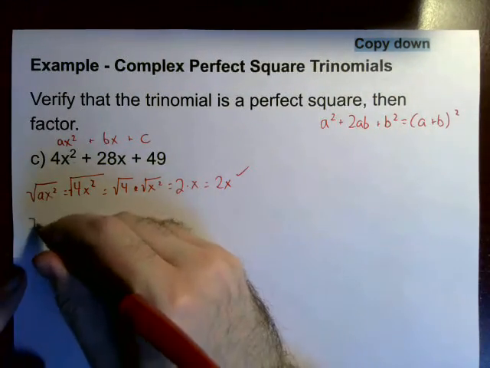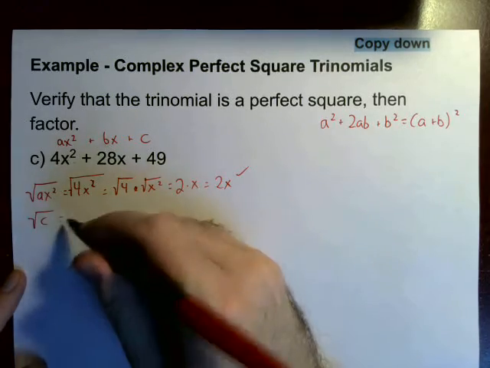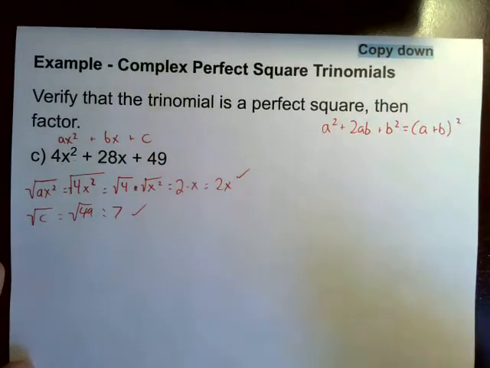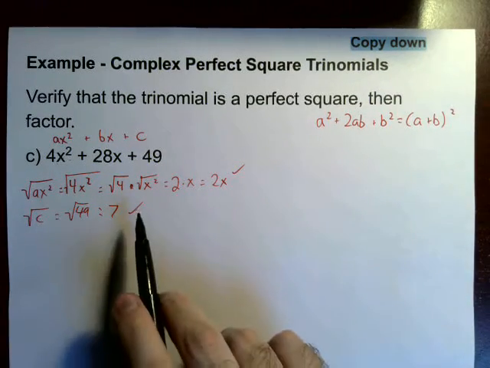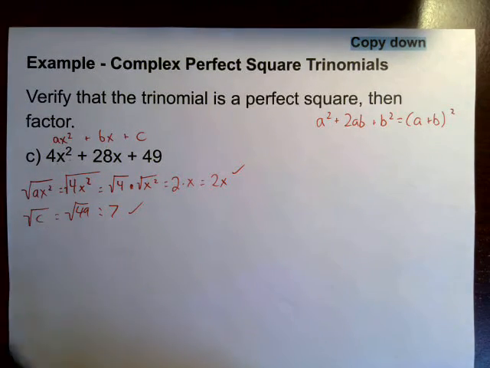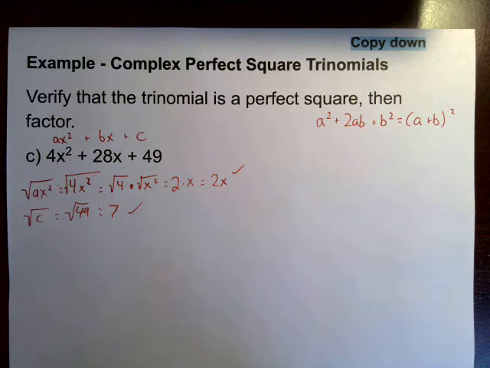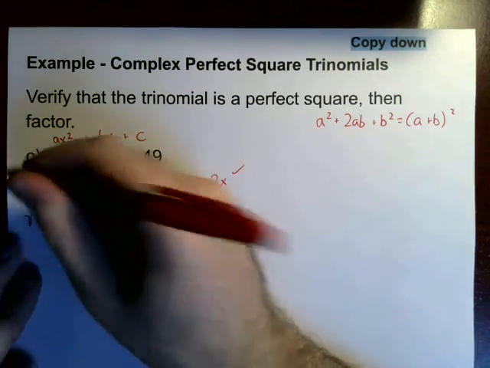And then the other, the square root of c, so the square root of 49 is going to be 7. So that's also a perfect square. So that's good, and we know that the first and the last terms are perfect squares. So that was one of the conditions that we had to meet to prove it's a perfect square. That was kind of like our first step.